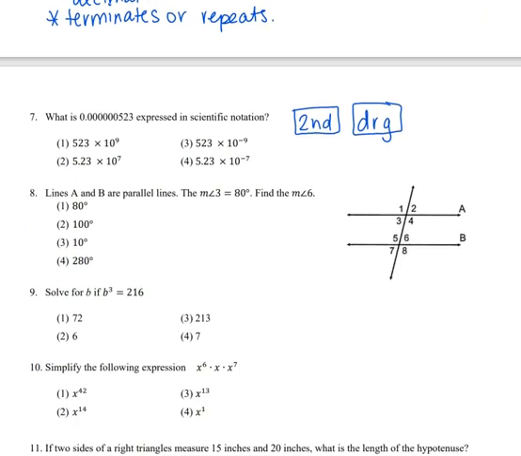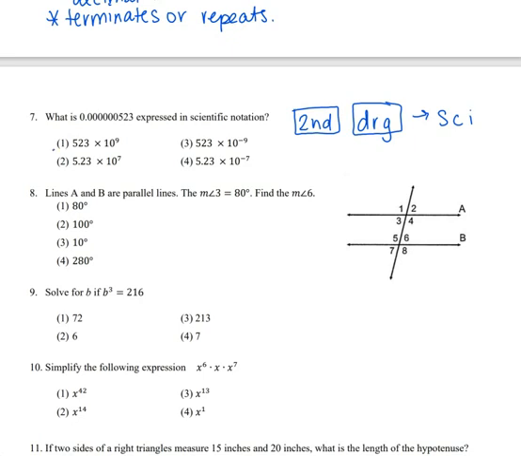When I look at 7, it says, what is 0.000000523 expressed in scientific notation? So what I'm going to do is type this long number right here into the calculator and hit second DRG, and I'm going over to sci. When I click enter, it will convert it into scientific notation.